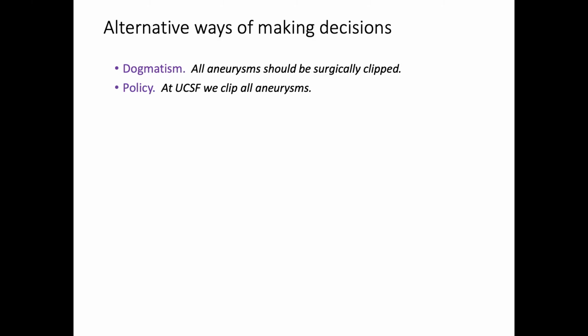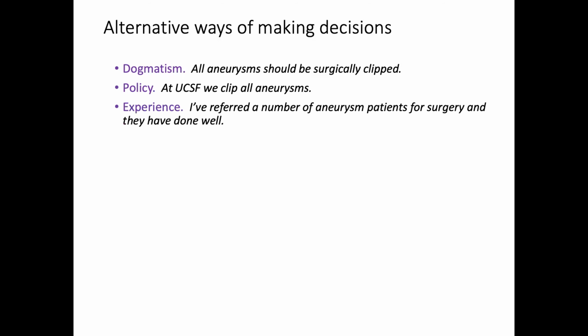Now that's the theoretical view. In practice, what we find is that decisions are not made using a formal framework. I'm going to run through these. In the old days, when I had people in the audience, I would ask them to raise hands for each of these, and we can't do that. But let me assure you that the experience of everyone I've talked to is that decisions are made in funny ways. For example, all cerebral aneurysms should be surgically clipped. That's the dogmatism. At UCSF, we clip all aneurysms. That's the policy approach.